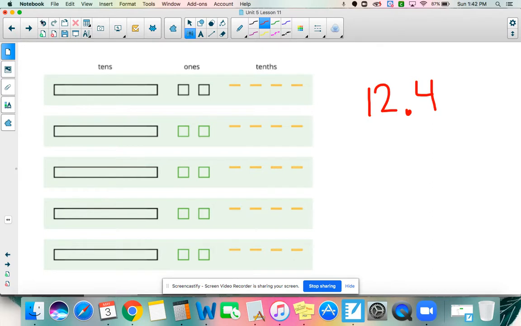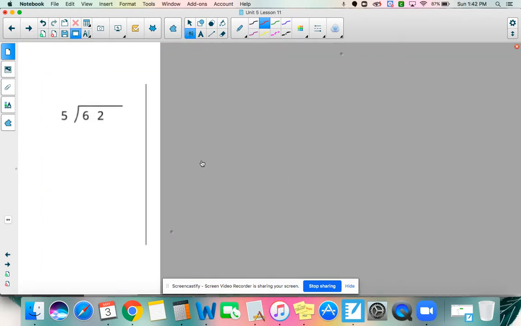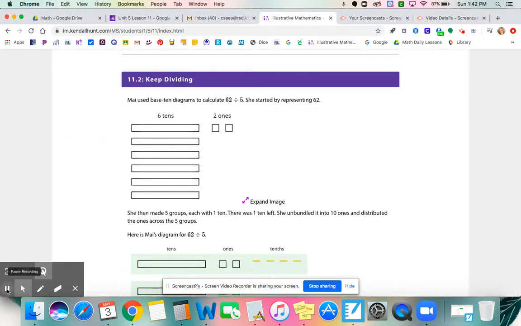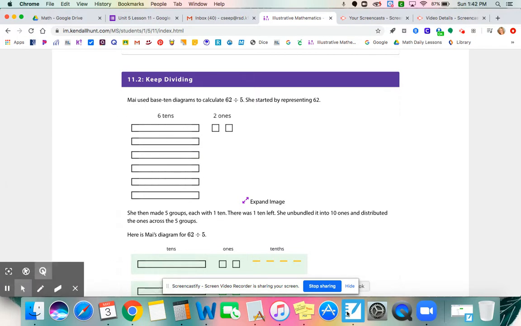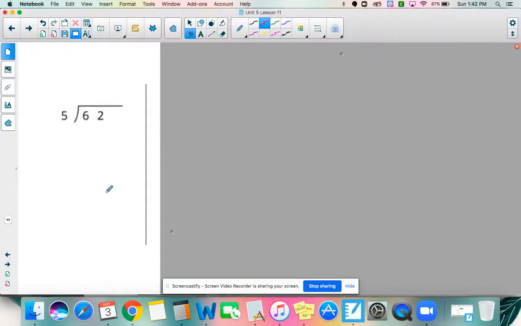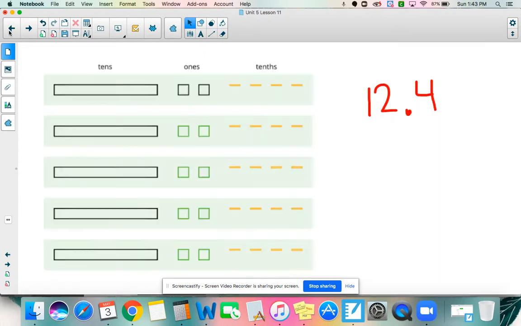Excuse me. Let's look at another one. Let's see how that shows up in our long division. Sorry about the screen changes. Let's see how our long division compares to the visualization with the tens blocks. So 5 goes into 62. 5 into 6, I can get 1 group. And so I would subtract 5 from it.